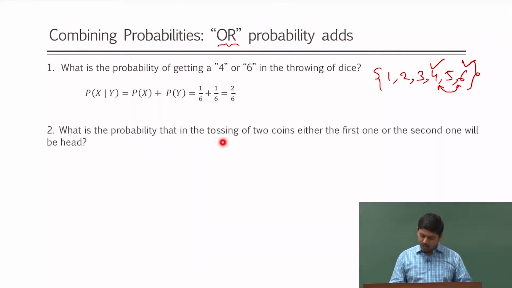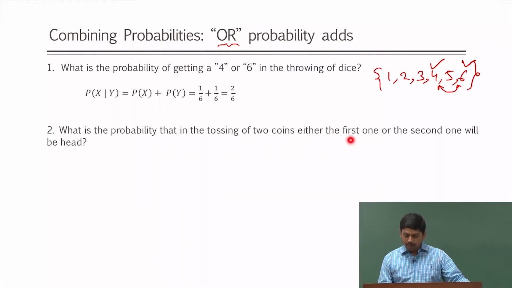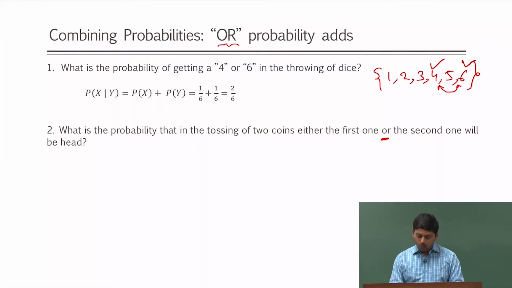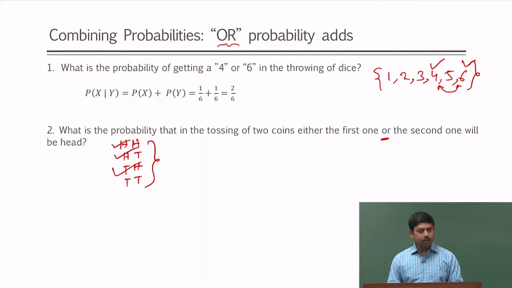So, what is the probability of tossing 2 coins, that in the tossing of 2 coins either the first one or the second one will be head? See, here also there is an OR, either the first one. So, we know tossing 2 coins, what are the possibilities: HH, HT, TH and TT, these are all 4 possibilities in total. So, I am asking what is the probability that in tossing 2 coins, the first one or the second one is head. The first one comes head 2 times, the second one comes head 1 time. So, there are 3 out of 4 possibilities.